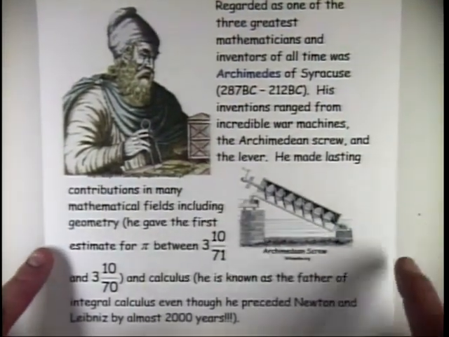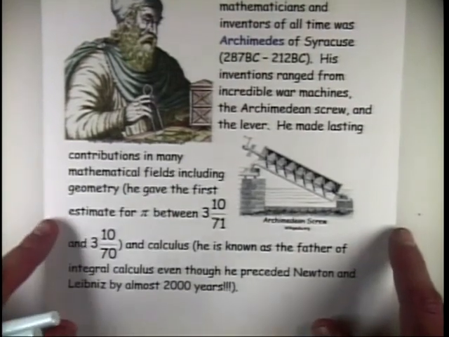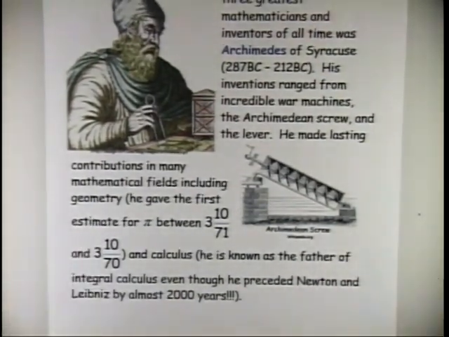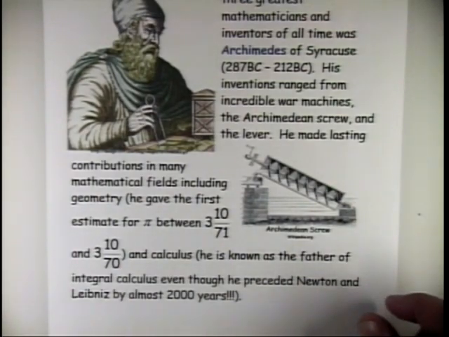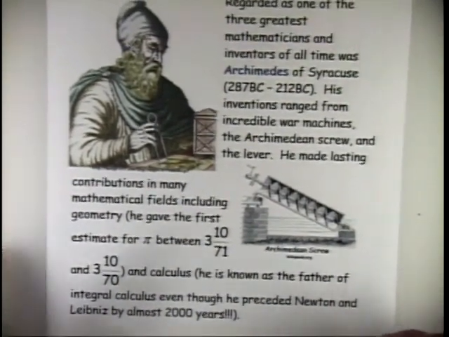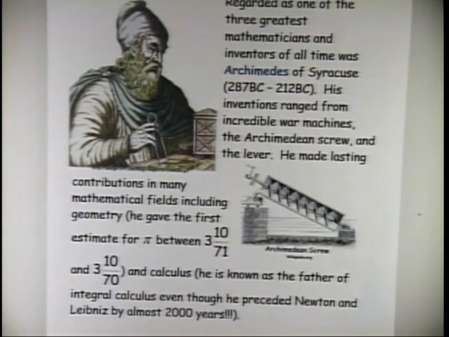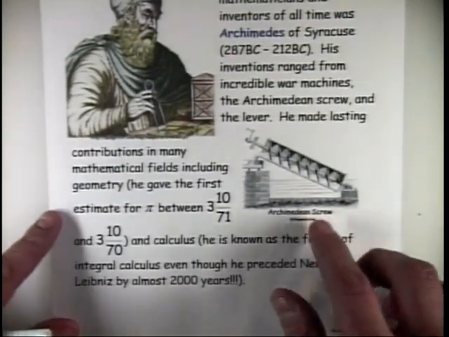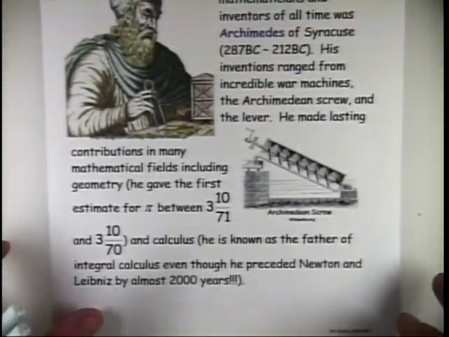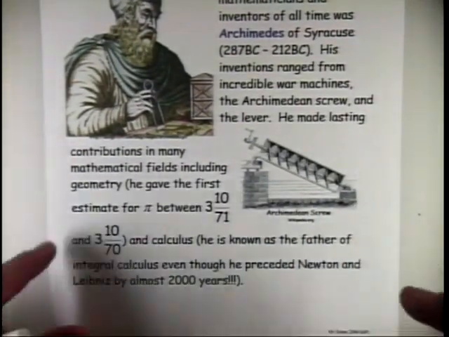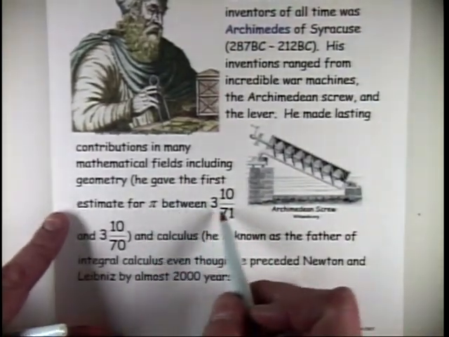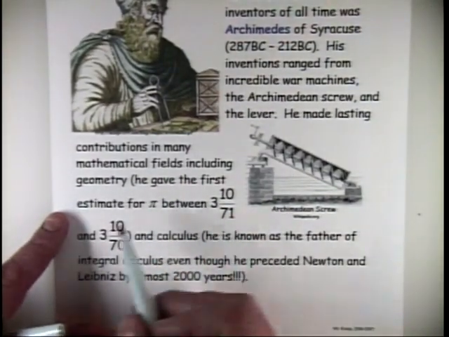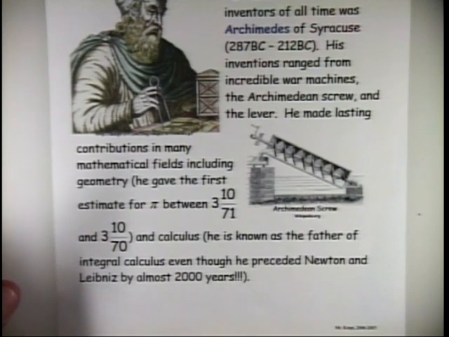He also gave us our first estimate of pi, which is the ratio of the circumference to the diameter of a circle, and he did it by a method called the method of exhaustion, which is a very appropriate name because it was looking at a 96-sided polygon, and basically he got real tired doing it. But the calculations were very complex and very tedious, especially in the day where he lived. But he gave us pi to be between 3 and 10/71st and 3 and 1/7th.